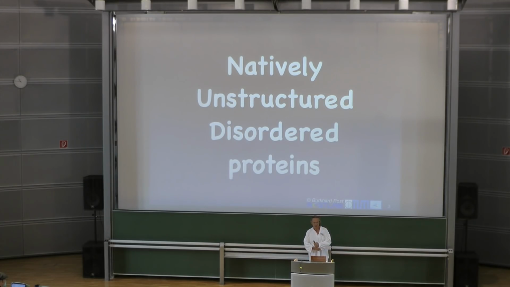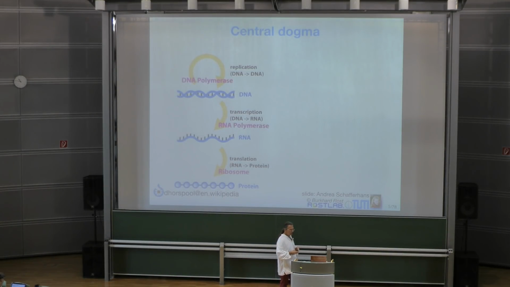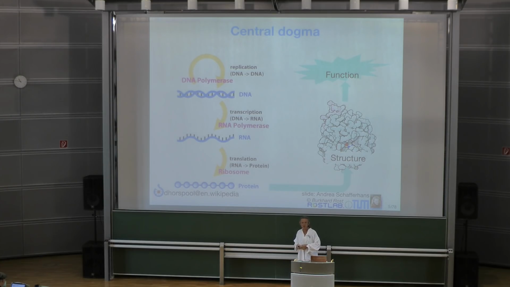Okay, natively unstructured disordered proteins. Until now, in the lecture, I've always talked about how sequence determines structure and how structure determines function. So how this process of coding the information in the DNA leading to a particular structure leads to function, and that has to be that way. If anything goes wrong, function doesn't work.